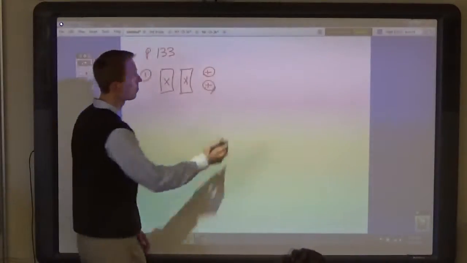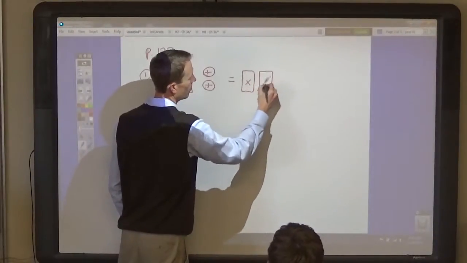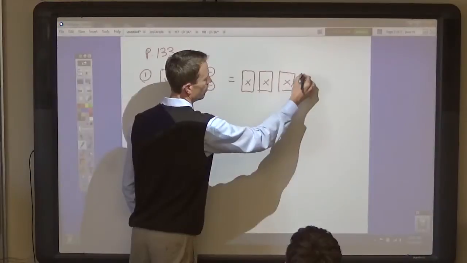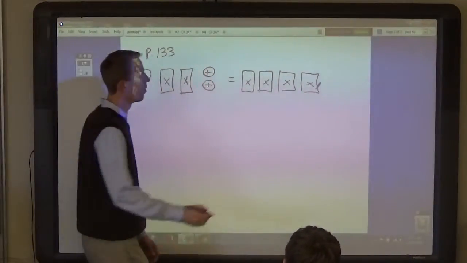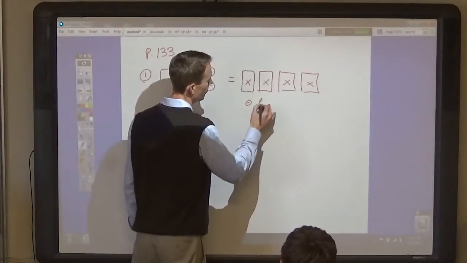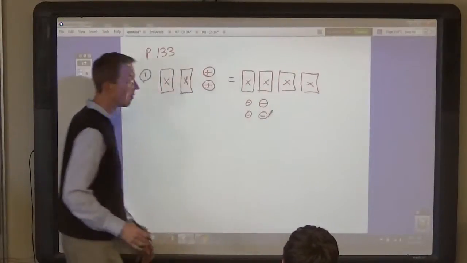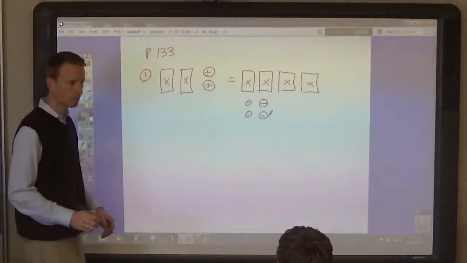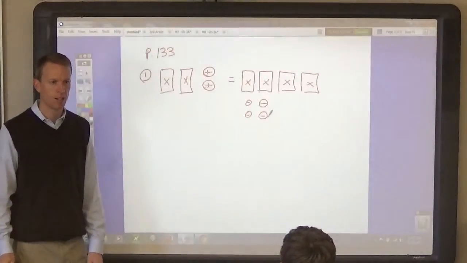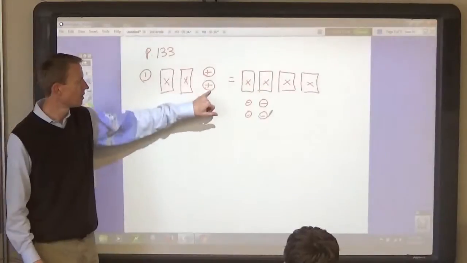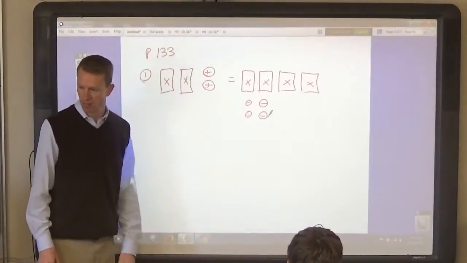Okay? And then on the other side, we have 4 x's. And we have -4. That's how I want you to do the models, okay? So use circles with either a plus or minus sign. Plus circles, minus circles. And boxes for the x's. Okay?